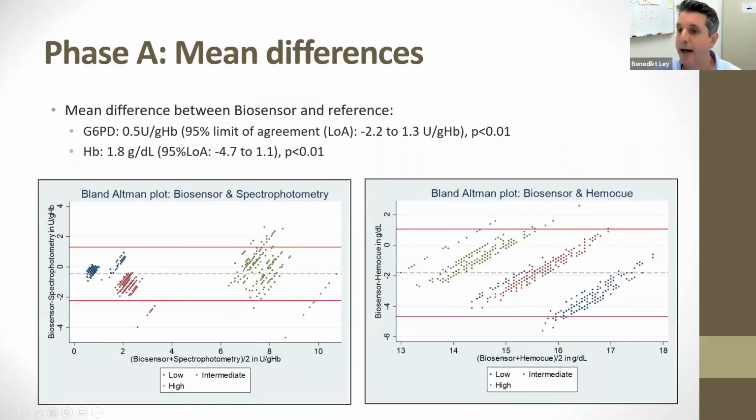Here we go. So next, we created Bland-Altman plots to see by how much the absolute values of G6PD activities and HB readings would differ from the respective reference method, spectrophotometry and HemoQ. And we found that G6PD readings by biosensor were on average 0.5 units per gram HB lower compared to spectrophotometry, whereas HB readings were 1.8 grams per deciliter lower than the corresponding HemoQ reading. The mean differences are indicated by the horizontal dotted lines in both figures. In the center, the area between the red lines comprises the 95% limit of agreement.